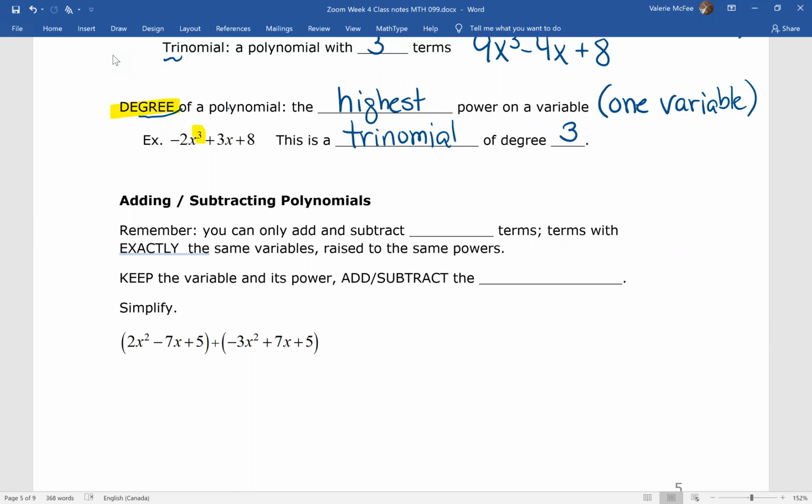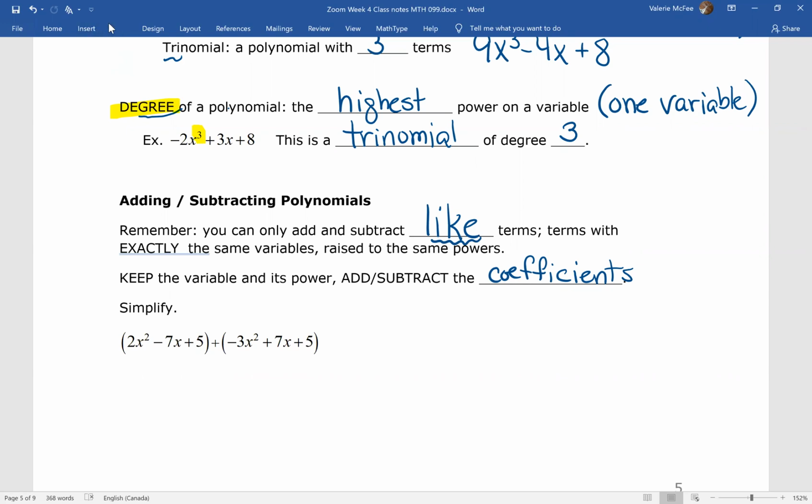Let's talk about adding and subtracting with polynomials. This is just going to add to what we were already saying when we were talking about adding and subtracting like terms. Remember that like terms are terms that have exactly the same variables raised to the same exponents. And we're going to do the same thing we did earlier. We're going to keep the variable and its power, and we're only going to add and subtract the coefficients. So here I have a trinomial plus a trinomial.